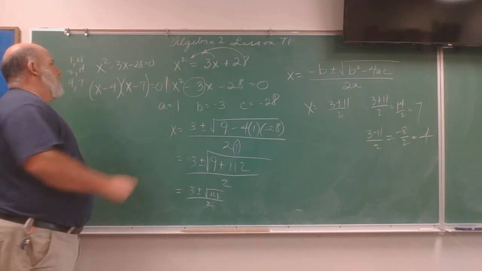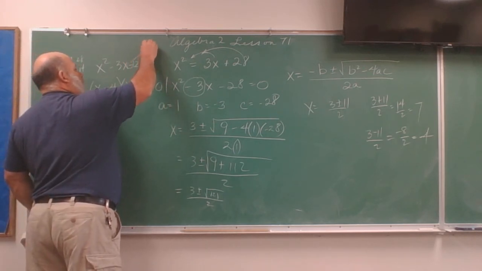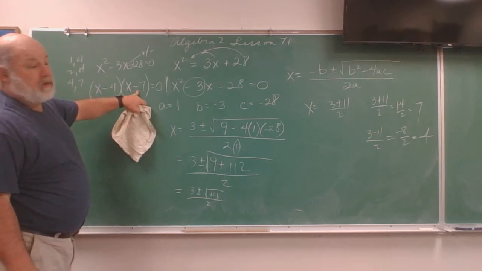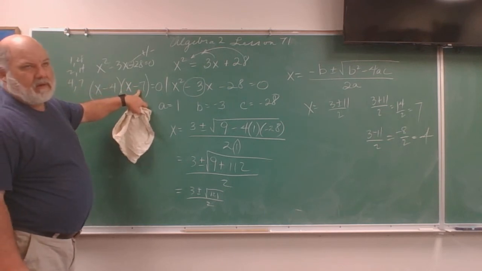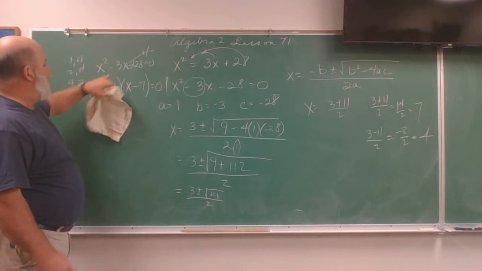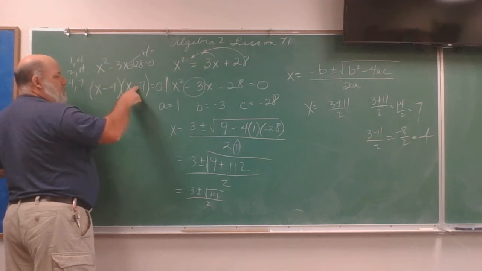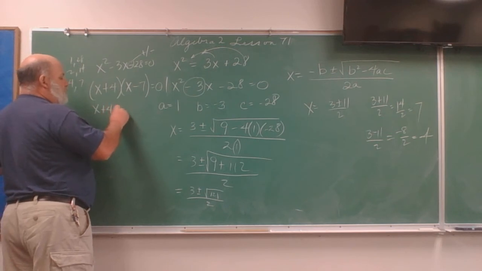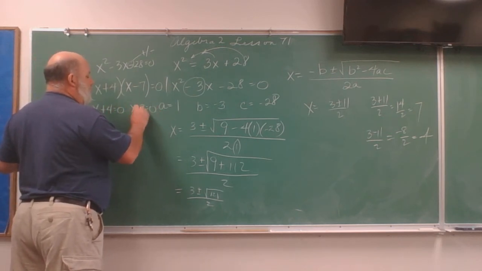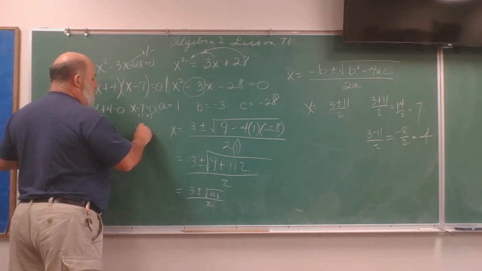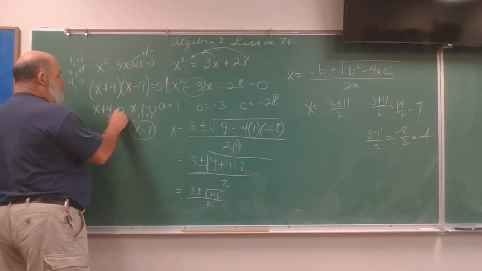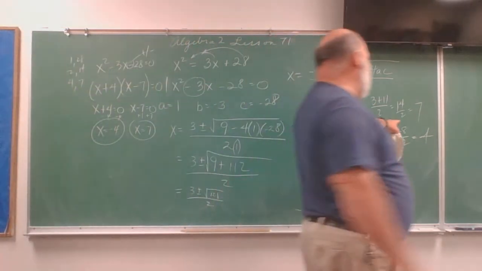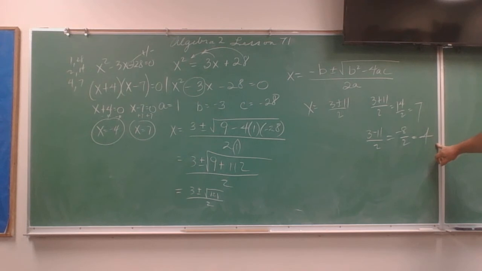Okay, what's the other thing? This minus tells me that one of them is plus, one of them is minus. It's either plus 4 minus 7, or it's minus 4 plus 7. We need our larger number to be negative, that's negative 7. That becomes x plus 4 equals 0, x minus 7 equals 0. Add 7, add 7. X equals 7. Subtract 4, subtract 4. X equals negative 4. Same answers we got over here, 7 and negative 4.